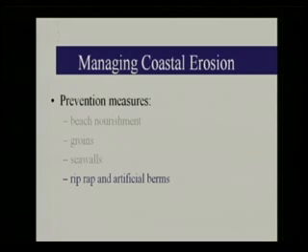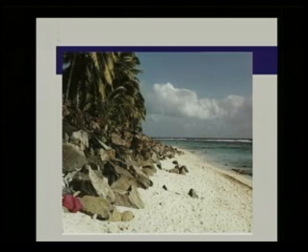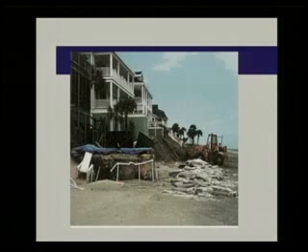Other prevention measures include adding riprap, concrete or rocks, and building artificial berms. These are cheaper solutions, but they're not necessarily permanent solutions. This is riprap that's piled up to protect a hotel. The hotel's actually to the left of that photograph. You can't see it in the image.